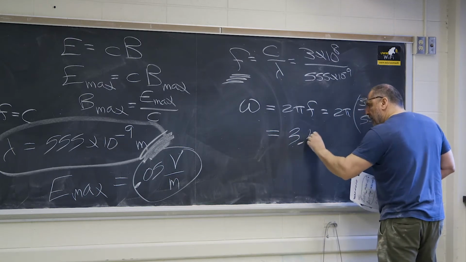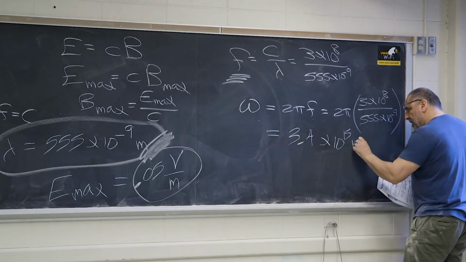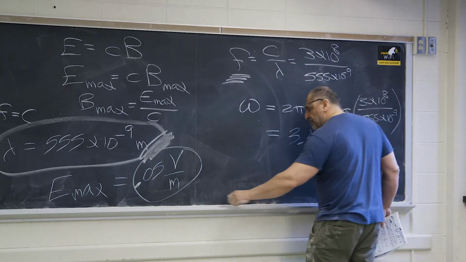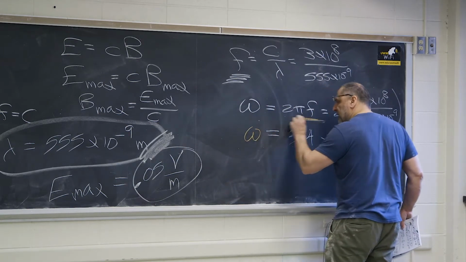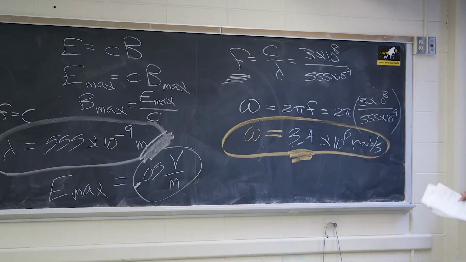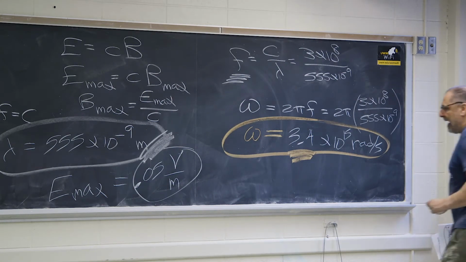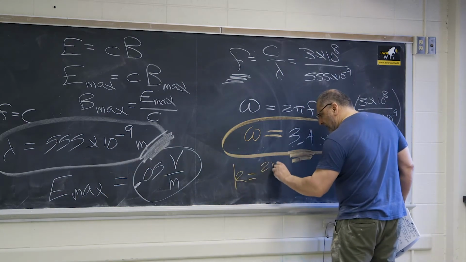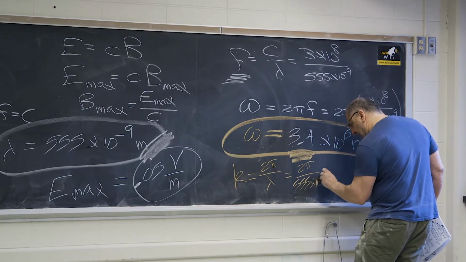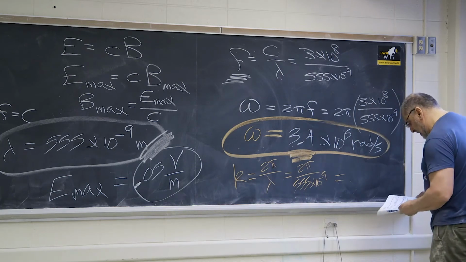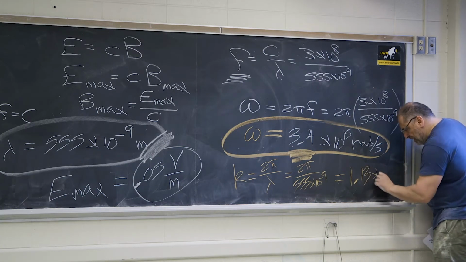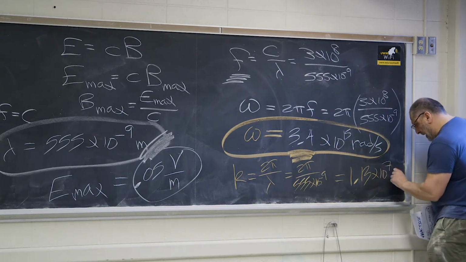Omega is 3.4 times 10 to the 15 radians per second. I'm running out of chalk sometimes, guys, so I'm going to mix up the colors on you here. Sorry. Omega is that. We're on a hot streak, I guess you could say. What's K? K is 2 pi over lambda. 2 pi is 2 pi. Lambda is 555 times 10 to the negative 9. K is 1.13 times 10 to the 7th inverse meters.